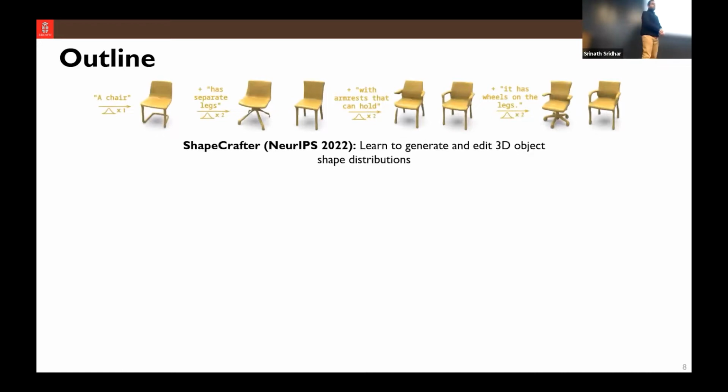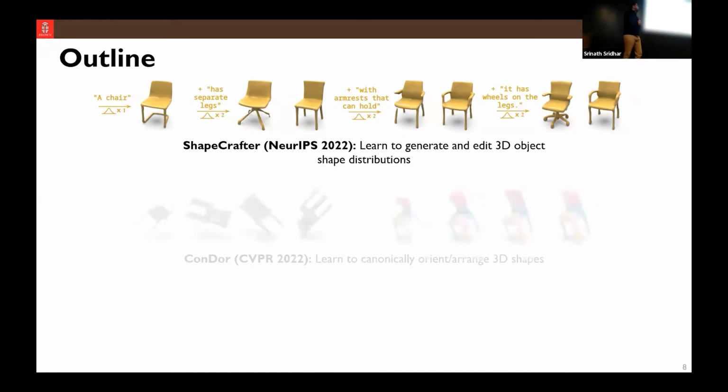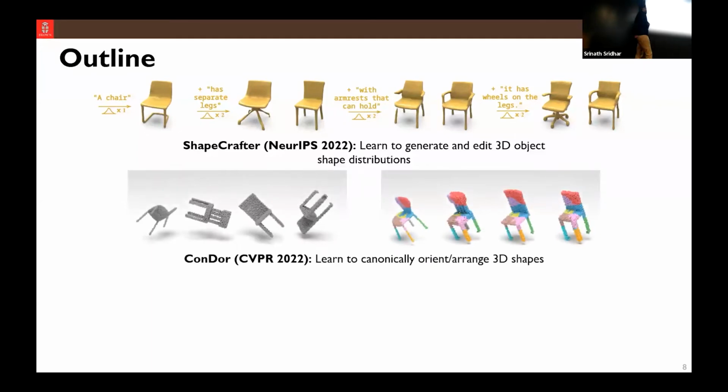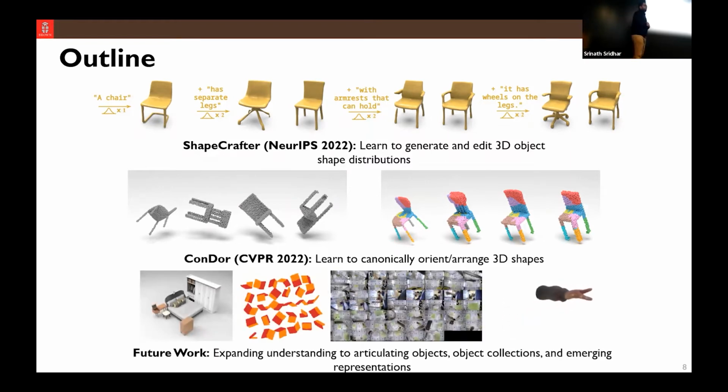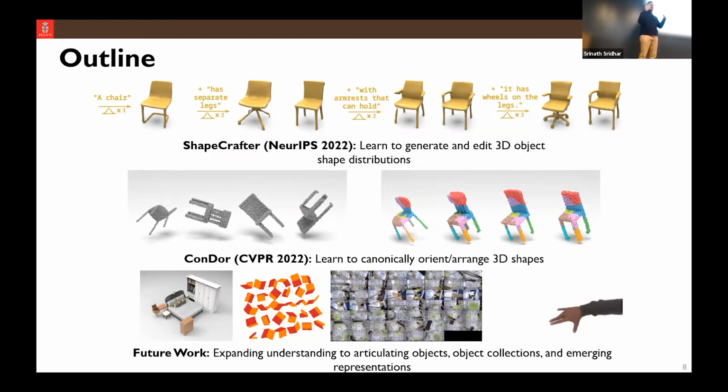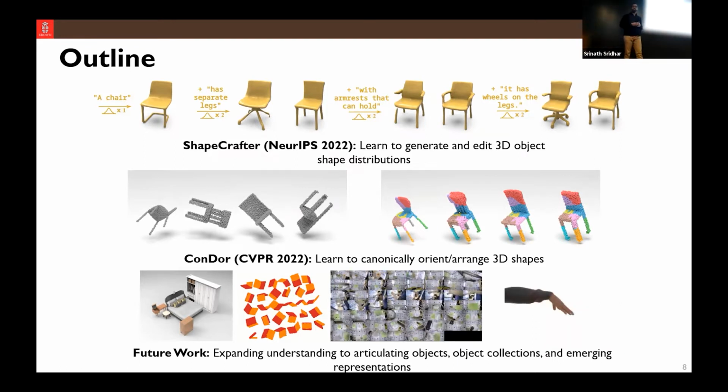All right, so I'm going to be talking primarily about 2 recent projects that some of my students have worked on. The first is ShapeCrafter, which is a method for learning to generate and edit 3D object shape distributions. Second, I'll talk about ConDor, which is a neural network that learns to canonically orient objects belonging to a certain category, in this case, chairs. And finally, I'll present some more recent work that we've been working on that extends these methods to other kinds of objects, like articulating objects, dynamic scenes, and also using emerging representations like neural fields.